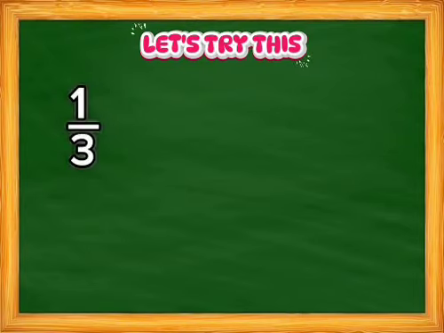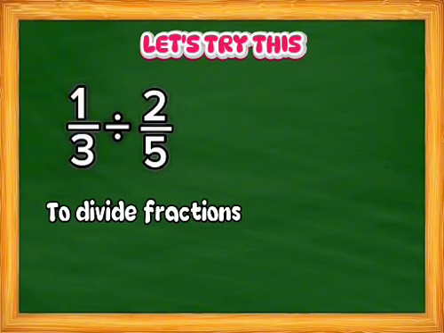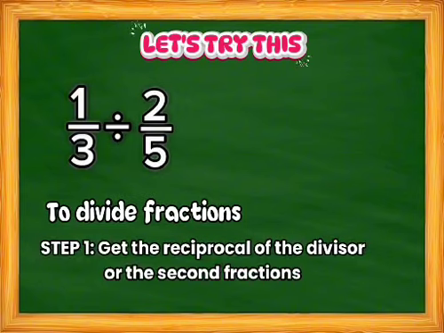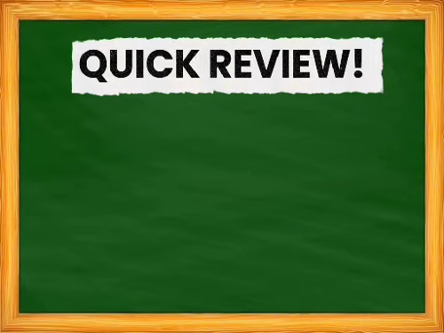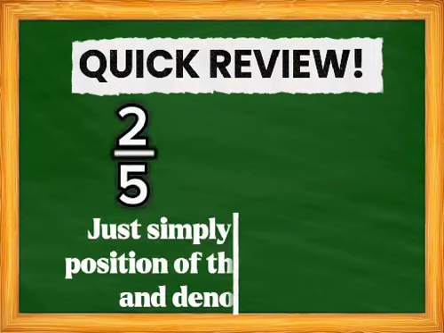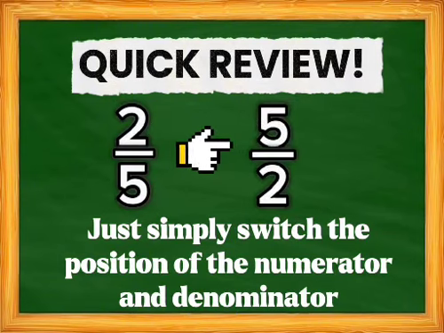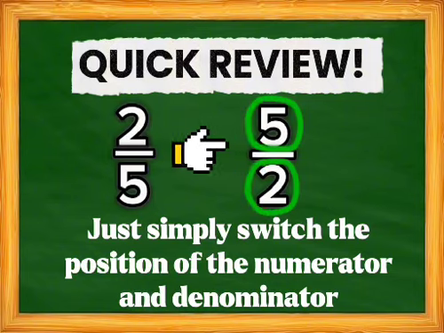1/3 divided by 2/5. To divide fractions, first step is to get the reciprocal of the divisor or the second fraction. But how are we going to get the reciprocal of a fraction? Let's have a quick review. To get the reciprocal of a fraction, we just simply switch the position of the numerator and the denominator. There. Now, the reciprocal of 2/5 is 5/2.